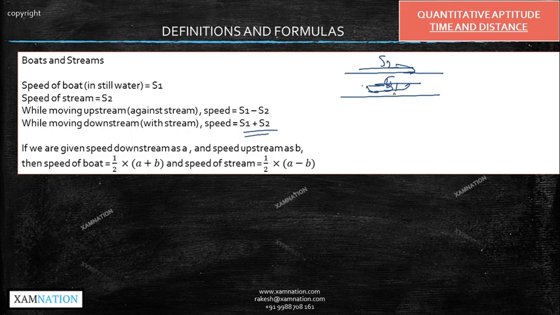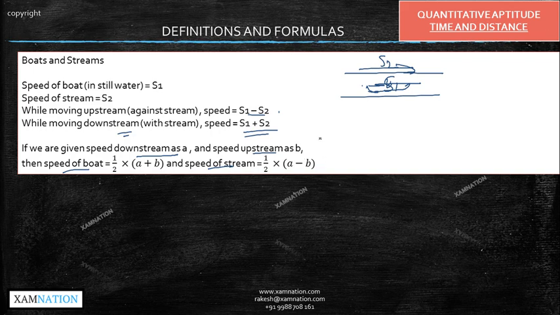And when the boat is moving against the stream, the flow of the river will decrease the speed of the boat. So ultimately the speed will become s1 minus s2. These are called upstream speed and downstream speed. Sometimes the downstream speed and upstream speed are given, and we need to find out the speed of the boat and the speed of the stream. That can be easily found: the speed of the boat becomes 1/2 into a plus b, and the speed of the stream becomes 1/2 into a minus b.